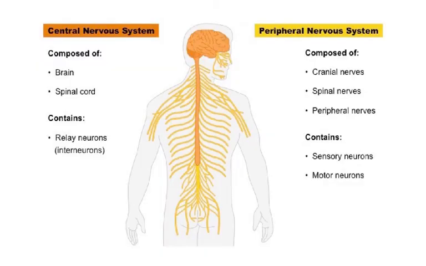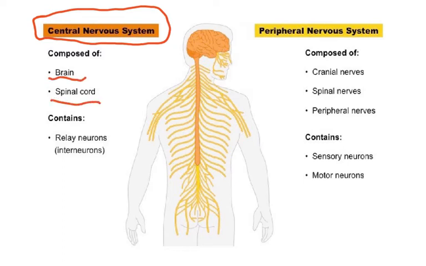The most important point that we need to first understand is that the nervous system is divided into two portions. One is called the central nervous system. And as you can see, the orange shading, it is made up of the brain and the spinal cord. So you can see how it is colored in orange, the brain and the spinal cord. It mostly contains all the relay neurons.